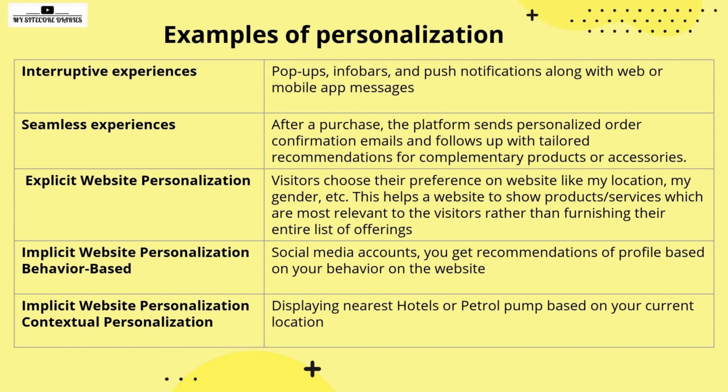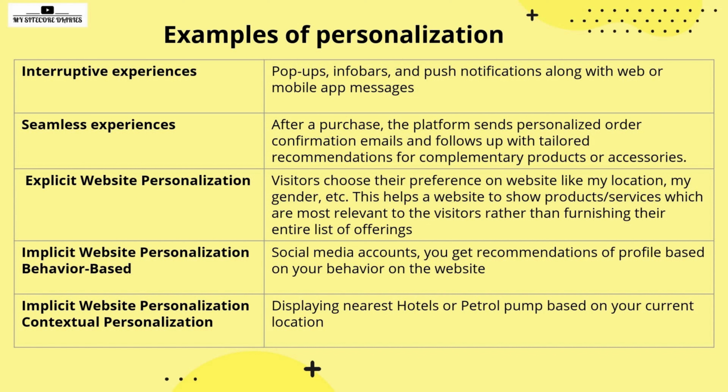What is the implicit behavior personalization? The contextual personalization: displaying the nearest hotel, petrol pump based on your current location. So what is your current location? Depending on that, the nearest hotels and petrol pumps are displayed. That is called implicit, because it is implicit website personalization based on contextual personalization, because that is getting the information from your context. Okay, where you are at that time, that session information is picked up. Okay, so these are the examples of the personalization and their type.